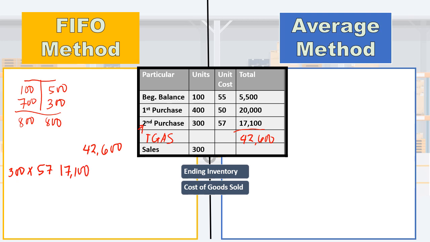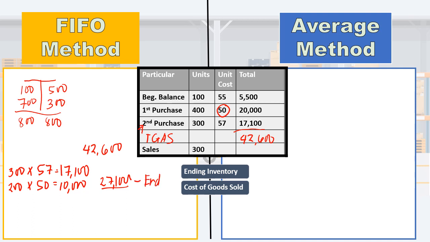However, meron pa tayo natitira na 200 na kailangan i-account kasi yung last purchase 300 units lang. So 200 units times yung cost noon is 50, so times 50 mo lang. So ang lalabas na result doon ay 200 times 50, so meron tayong 10,000. So kuhain mo lang yung total, so 17,100 plus 10,000. So ito na, this represents the amount of your ending inventory. Ayan, 27,100. So ito yung ating ending inventory.